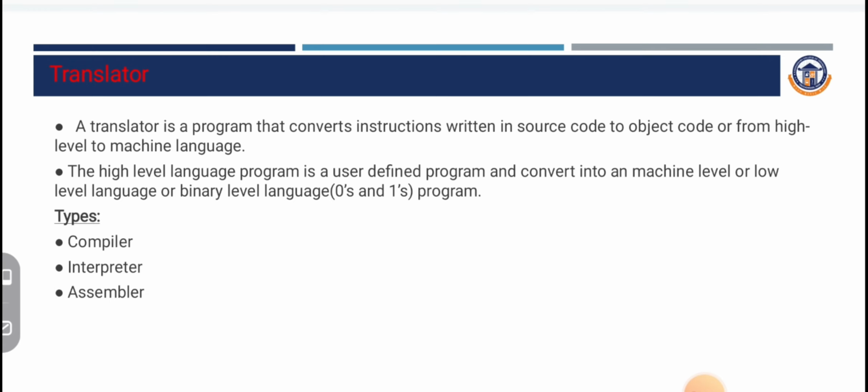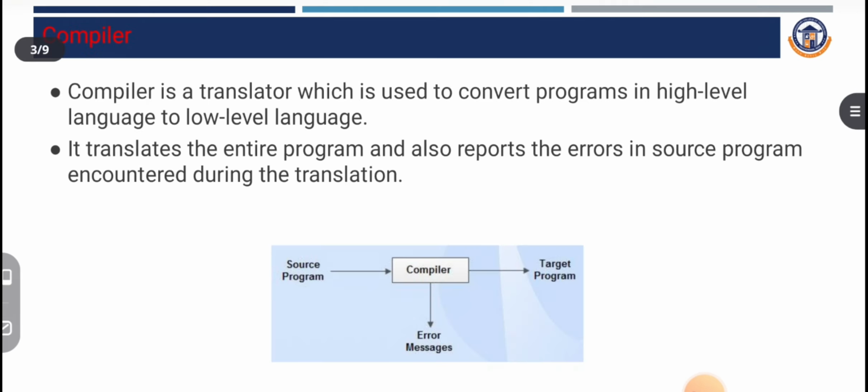There are three different types of translator. The first one is the compiler, the second one is the interpreter, the third one is the assembler. Compiler is one type of translator which is used to convert a program in high level language to low level language. I already discussed that the high level language program is a user defined program. The machine cannot understand the high level language program. Using the different types of translator, based on our convenience, we choose a particular translator. It can be converted into low level languages or binary level languages, so that the system can understand our program.